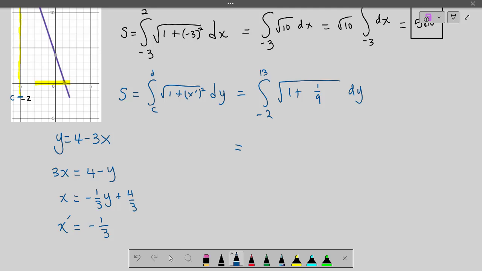Okay, so let's go ahead and finish this. In here, we're going to get a common denominator of 9, so we're going to get 10/9. So we're going to get the square root of 10 over 3 dy. And this will be the square root of 10 over 3 multiplied by?